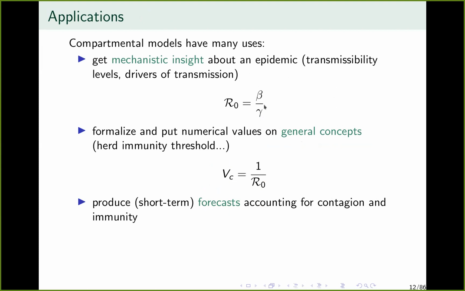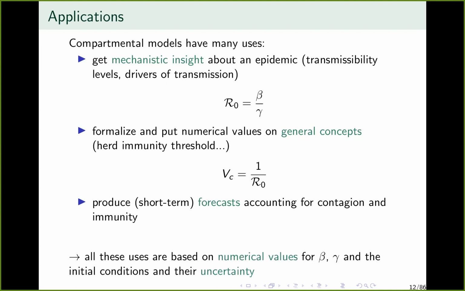So it's more to understand what's happening, and from there, often you can formalize and put numerical values on general concepts like herd immunity. How many people will need to get vaccinated before we can control this? It is general. It's not really predictive or anything. It's more in general for understanding. And then you can also use these models, maybe not the simplest SIR, but these kinds of models, to produce forecasts, mostly on the short term, because it's always difficult to go longer, but you can have short-term forecasts that account for contagion and immunity.